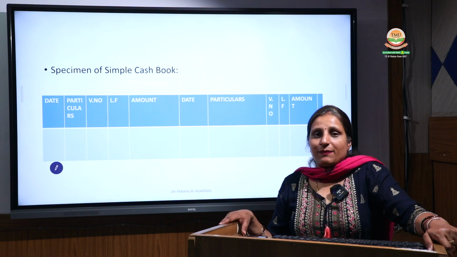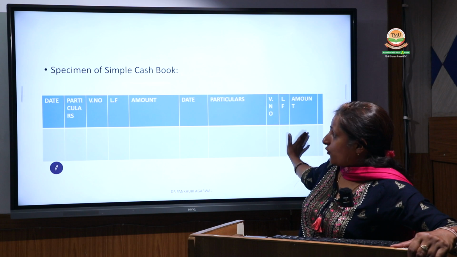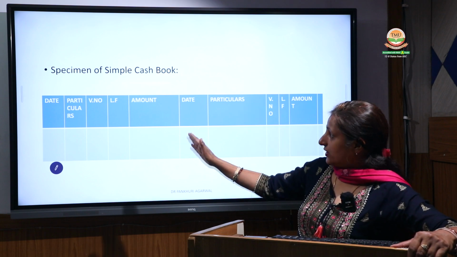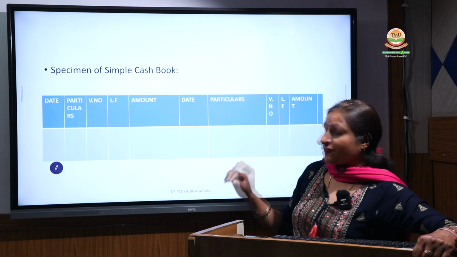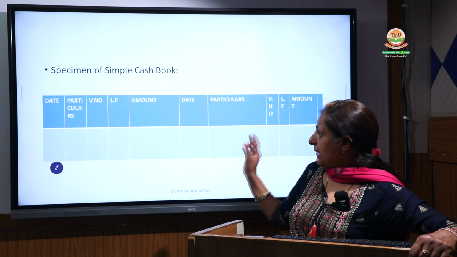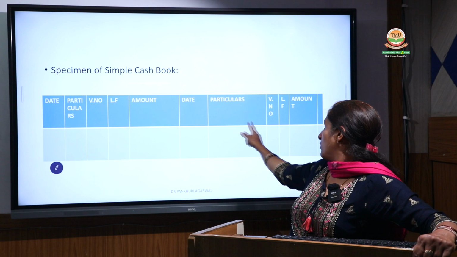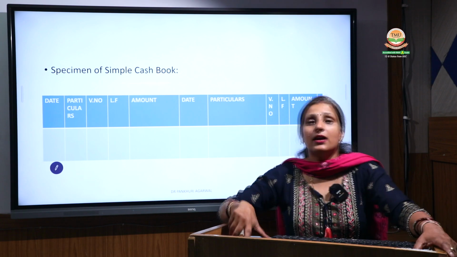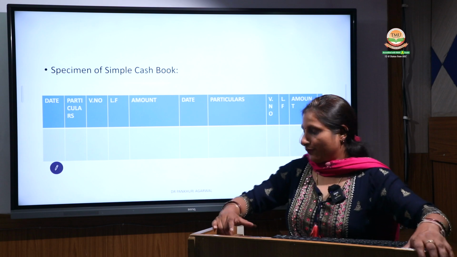Now this is the specimen of the cash book. The cash book includes 8 columns: date, particulars, V number, LF, amount. V means voucher number. LF means ledger folio. This amount is of debit. Same on the other side: date, particulars, V number, LF, amount. V number is voucher number. LF means ledger folio.